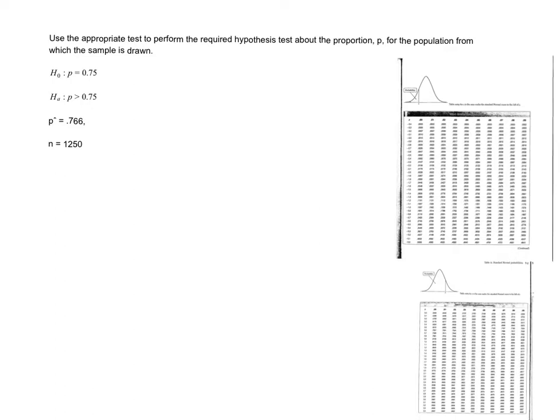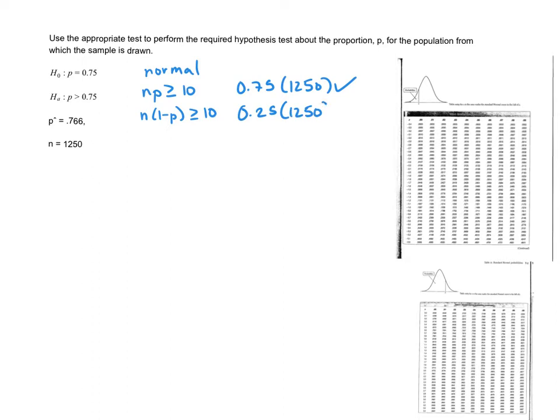So the first thing I would do is check and make sure it is normal. So normality, remember, for a proportion, np has to be greater than or equal to 10, and n times (1 minus p) has to be greater than or equal to 10. Well, in our case, p is 0.75, so 0.75 times 1250 is definitely bigger than 10. And 0.25, which is 1 minus that, times 1250, is definitely bigger than 10. So we can assume the distribution is normal.